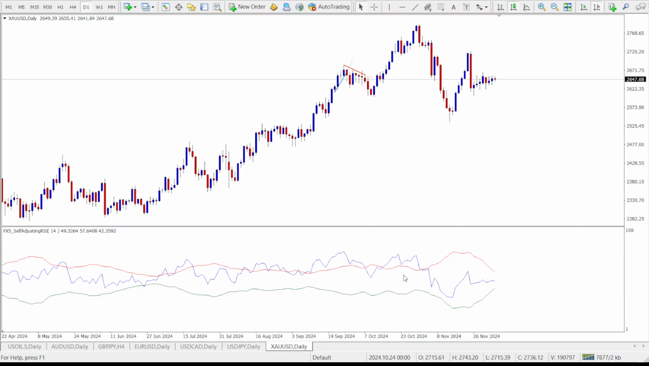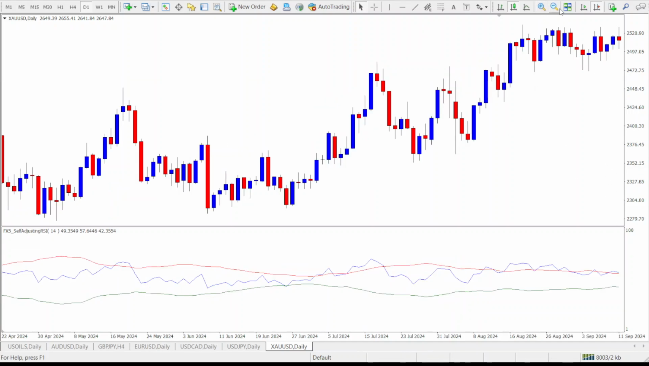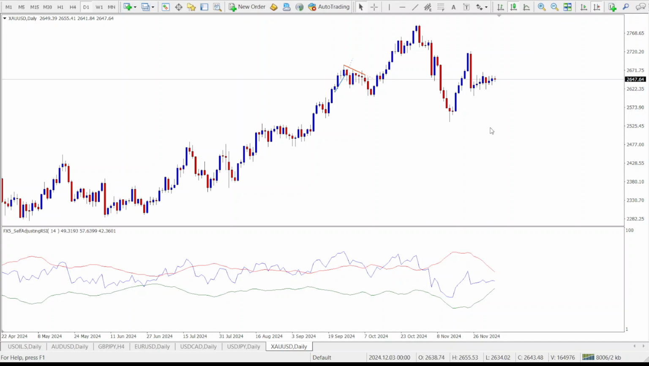So its ability to adapt makes it quite effective when it comes to identifying potential turning points, overbought and oversold levels and trend direction as well. But this indicator does not guarantee profit nevertheless. Now let's just get right into how to get good trading opportunities with this indicator.